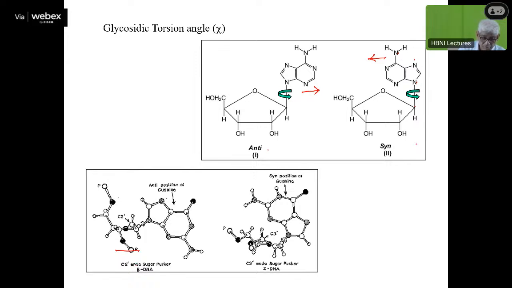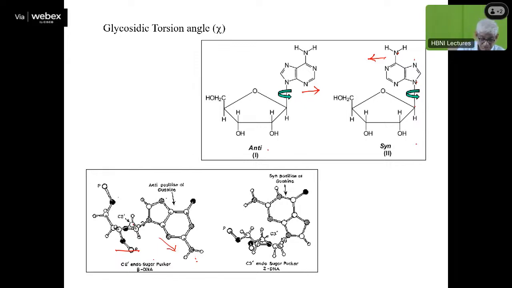A C2 prime endo sugar pucker. The C2 prime atom is up here. And the base is attached here. And you notice this is the guanine. In the previous case, it was the adenine. Here it is the guanine. And then the NH2 group, the 6-membered ring is down here. The NH2 is oriented in this manner.